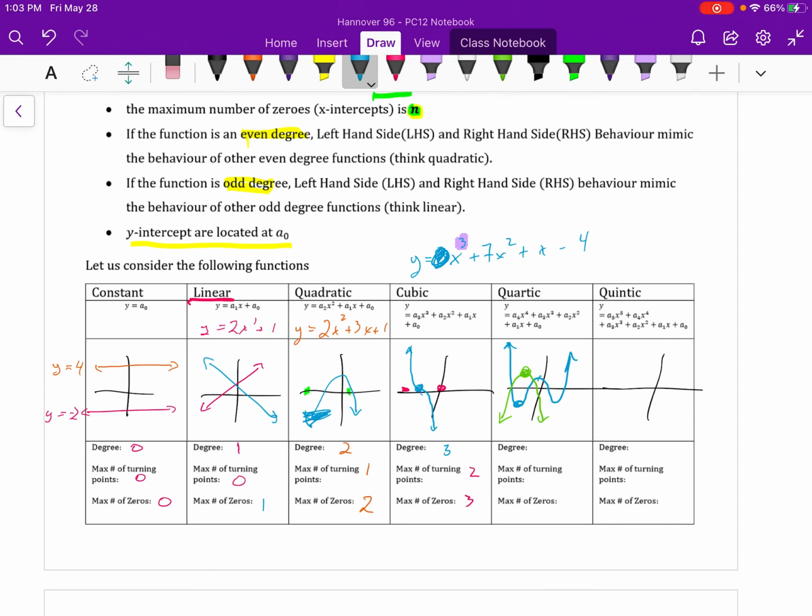So what we see is a quartic function is degree 4. The maximum number of turning points is 3. So it's 1 less than the degree, but the maximum number of zeros is going to match the degree.